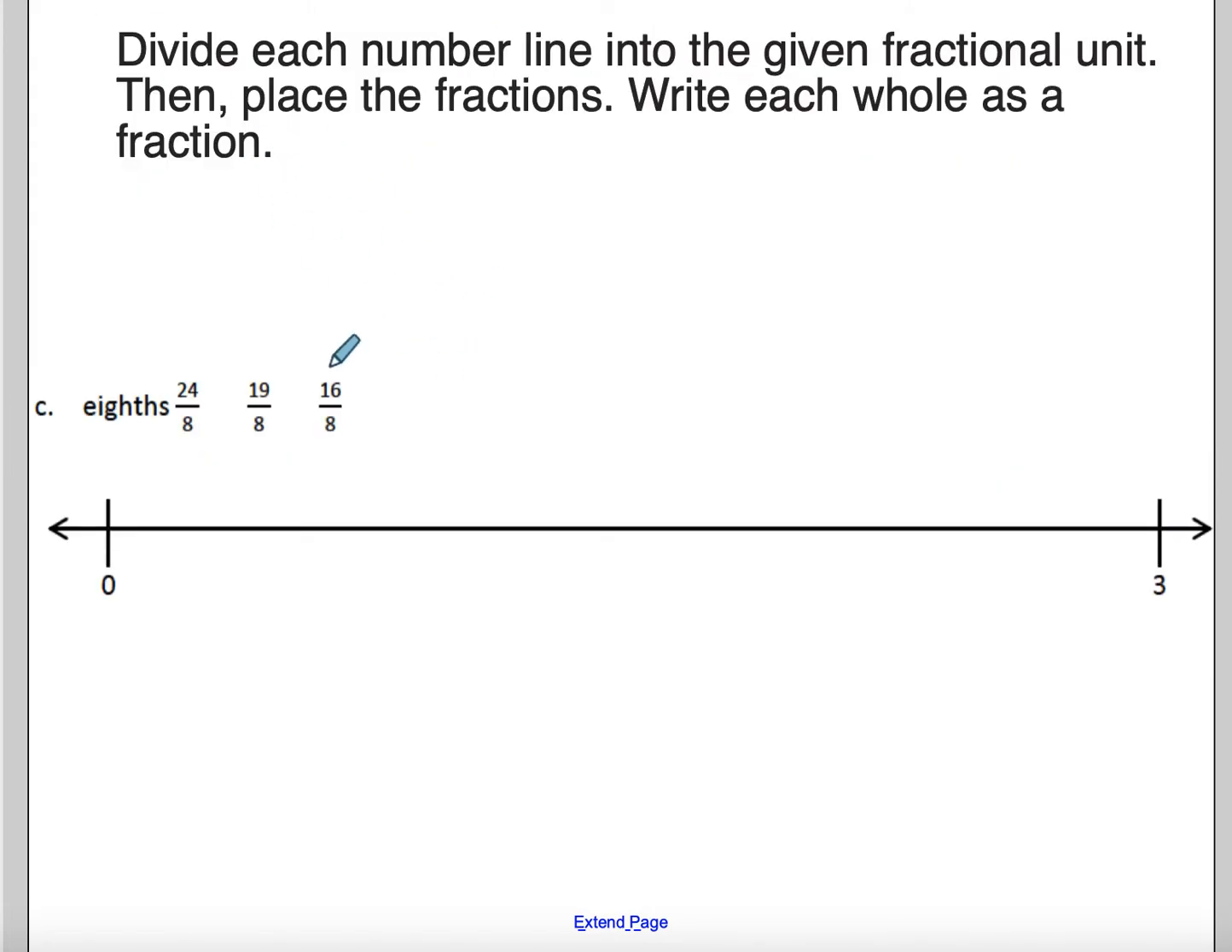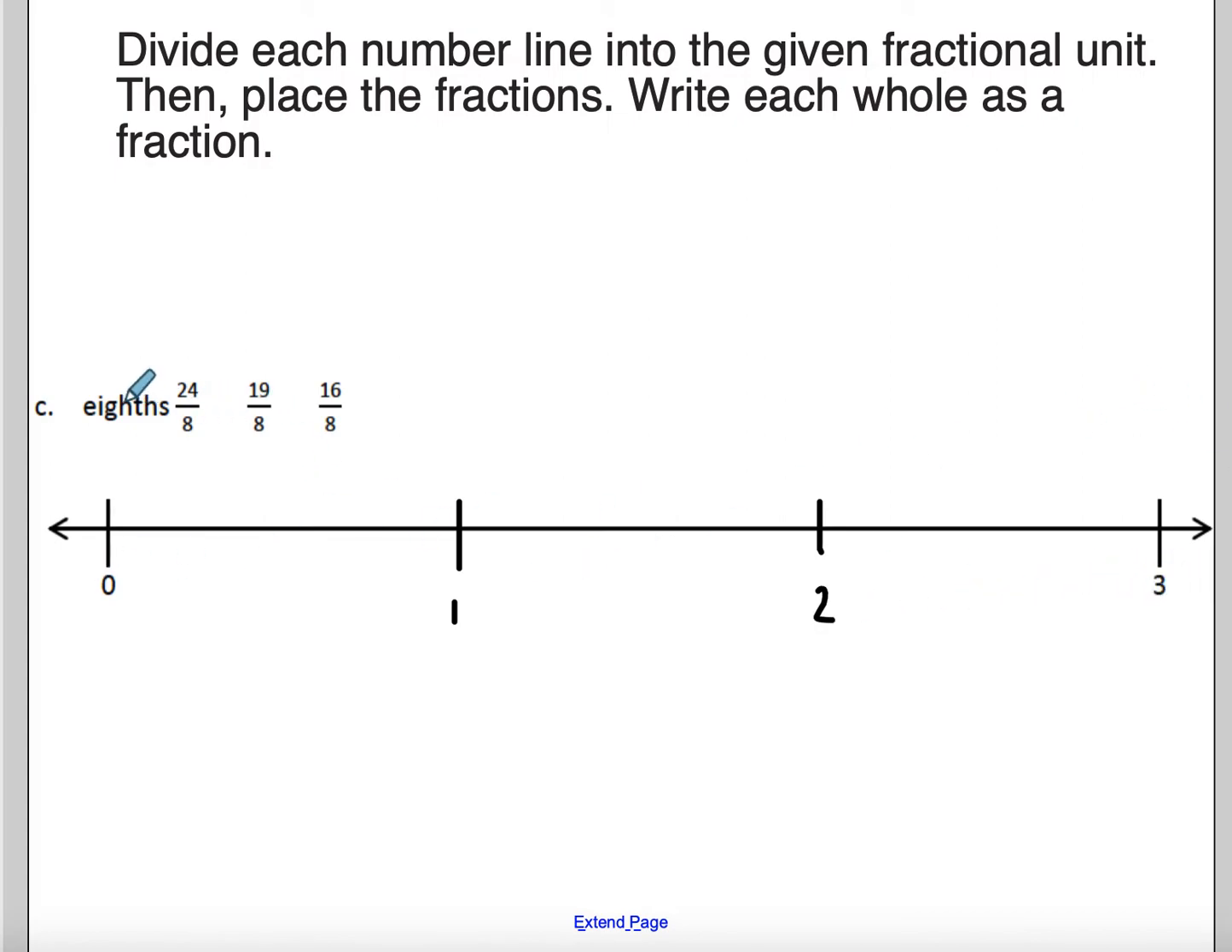Right, so here's our first problem. I want to divide each number line into the given fractional unit, then place the fractions, and write each whole as a fraction. So I see it goes from 0 to 3. So the first thing I'm going to do is split this to represent 1 and 2, right? I want to include those wholes. I don't want to just skip from 0 all the way to 3. I want to make this a little more even. Okay, so this would be 1 whole, 2, and 3. So now we have all our wholes.